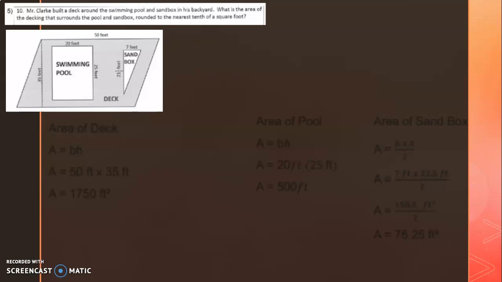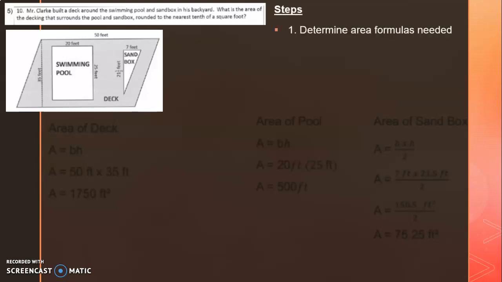Alright, so essentially for this one, you're going to have a parallelogram, which is all the deck. So the whole deck area, the total, would be a parallelogram, which is base times height. And then we need to subtract the area for the sandbox, which is a triangle, base times height divided by 2, and subtract the area of the swimming pool, which is oddly enough a rectangle. Okay, so you have to know the equations for all three.